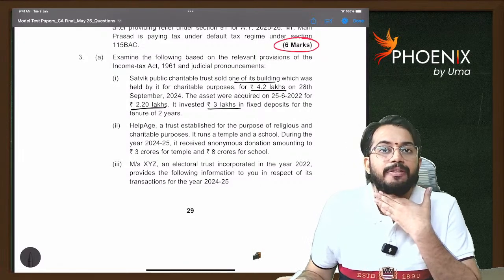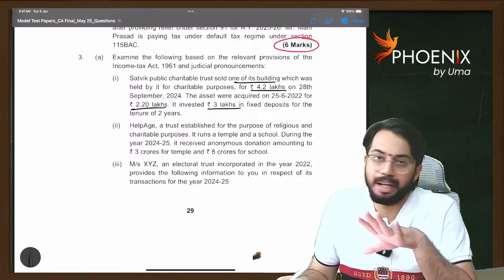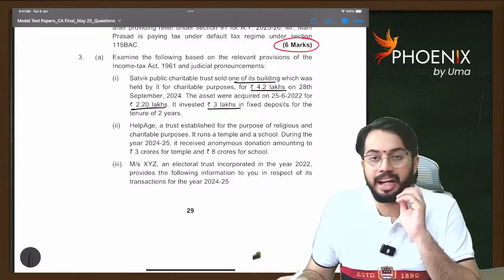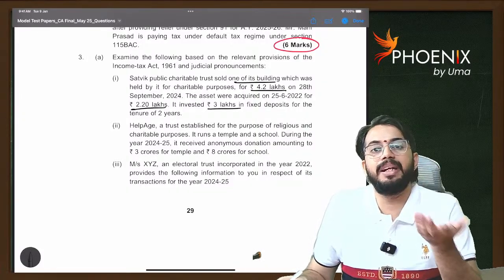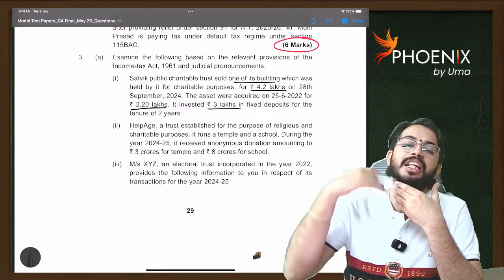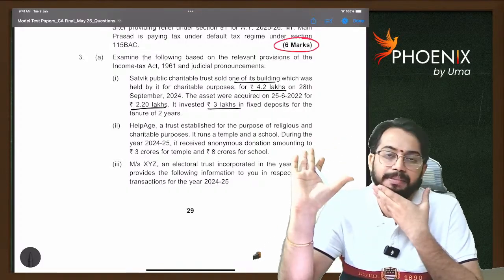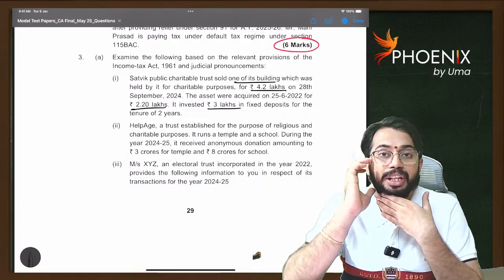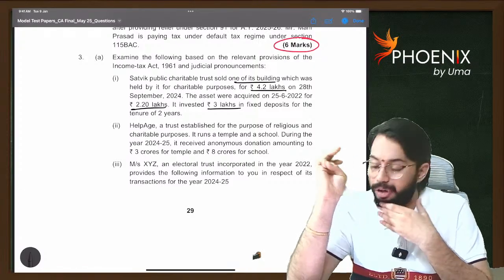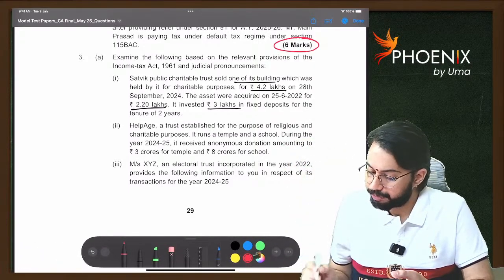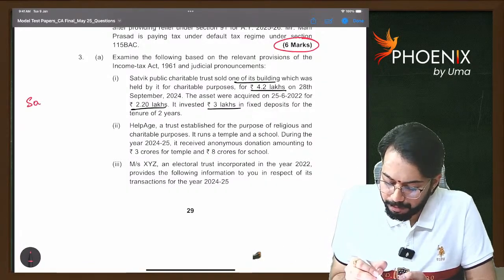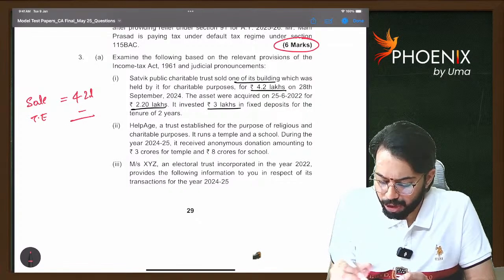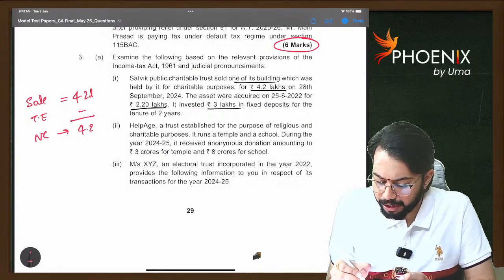See, in case of a trust, we will calculate capital gains normally only. But if any reinvestment is made, reinvestment is eligible for exemption. Sir, how much reinvestment is eligible for exemption? If the total net consideration is reinvested, the total capital gain is exempt. If part of the net consideration is reinvested, then exemption is equal to cost of new asset minus cost of old asset. Here, how much is the sale value? It was sold for 4.2 lakhs. Are there any transfer expenses? No. Net consideration is 4.2 lakhs. Correct?